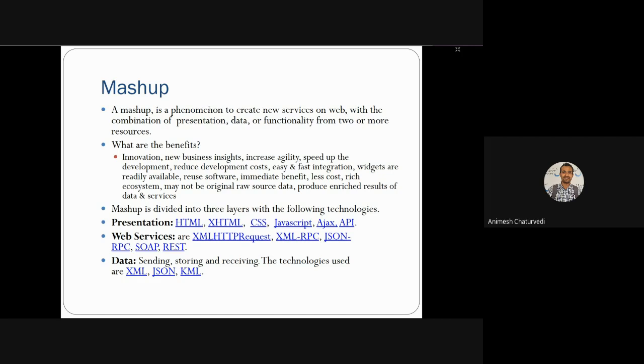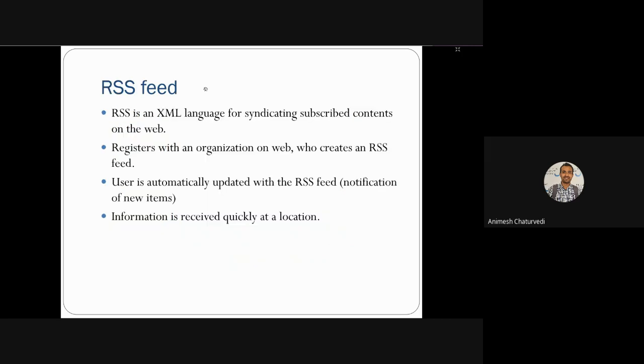Then what are the data? The data are basically for sending, storing and receiving purposes. The technologies which are being used are XML, JSON, KML. So these are the three different types of technologies that are being used in the mashup: presentation, web services and data.